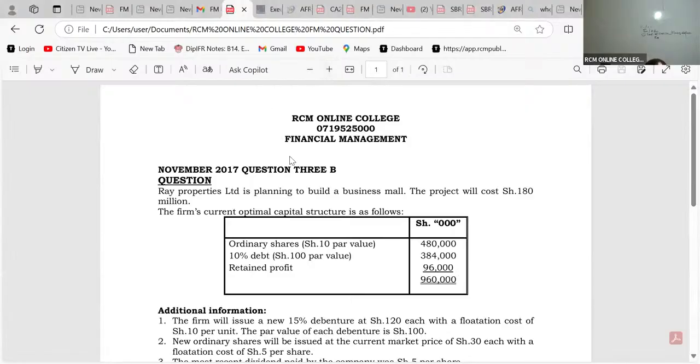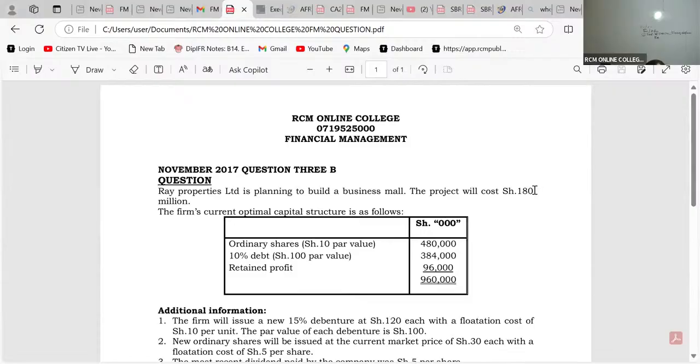November 2017, question number 3B. This question will expose us a lot to capital structure decisions, to cost of capital questions. Most importantly, this concept of what here? WMCC, weighted marginal cost of capital. So here we are. You're told Ray Properties Limited is planning to build a business mall.